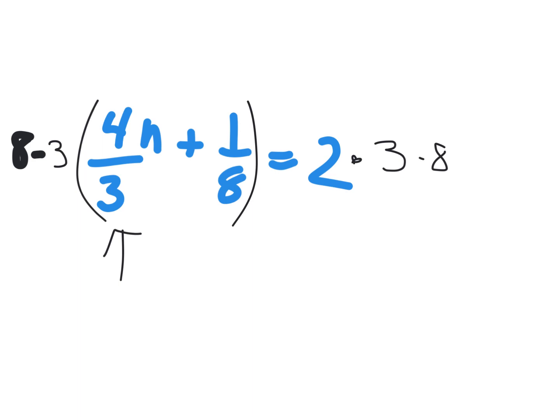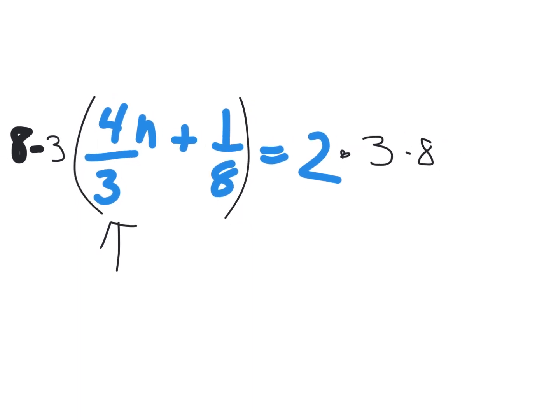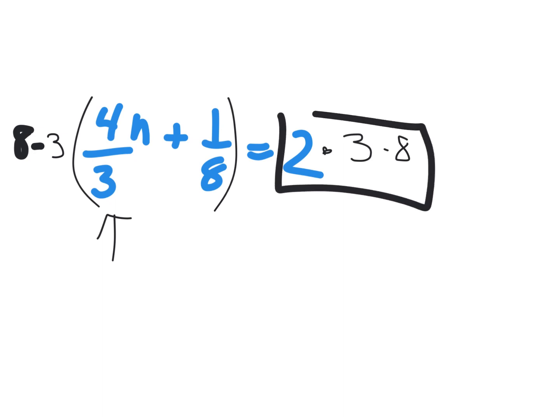Now, some people would say that's multiplying by 24, but I think it's better because it's factored. And let me show you what happens. Well, this is really easy. It's 2 times 3 is 6 times 8 is 48. That's just 48.